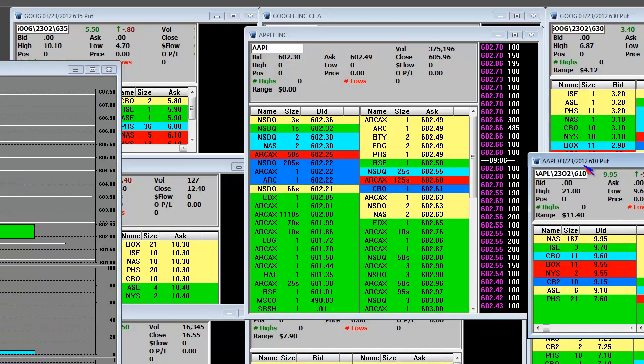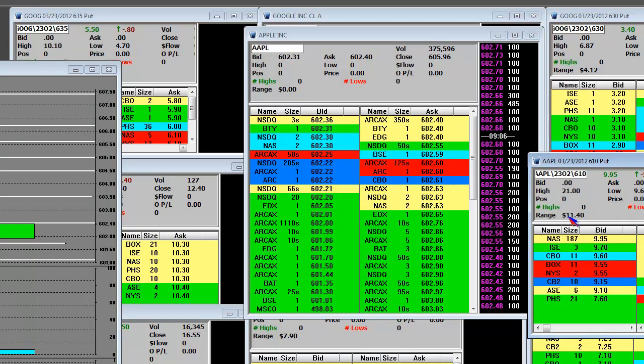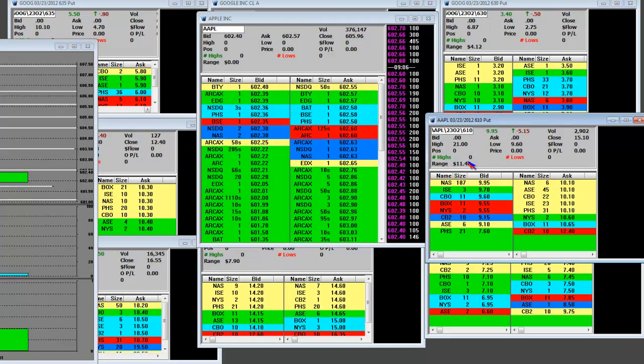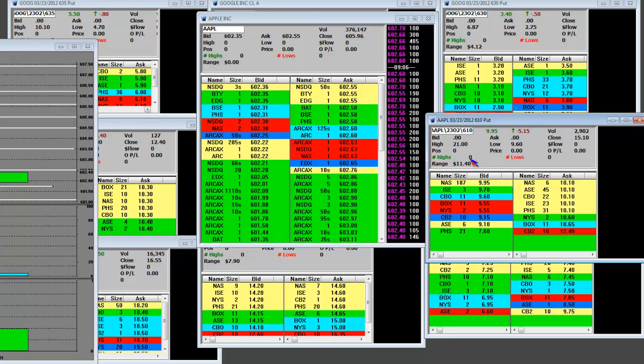One of the things that we're going to be featuring is the 610 put today. That was marked down, $15.10, $21 yesterday. High, it had an $11.40 range. There is money, and these price ranges belong to you, MMT. This is what belongs to you.